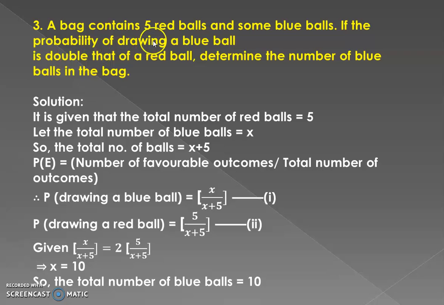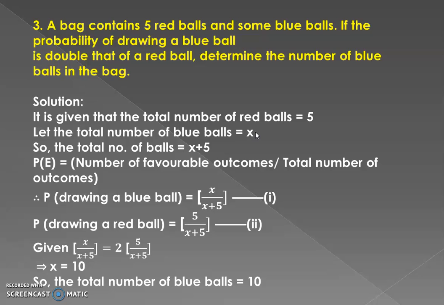So a bag contains 5 red balls and some blue balls. If the probability of drawing a blue ball is double that of a red ball, determine the number of blue balls in the bag. So we will assume the blue balls to be x because the count is not given to us. So let the blue balls be x, red balls are given as 5.